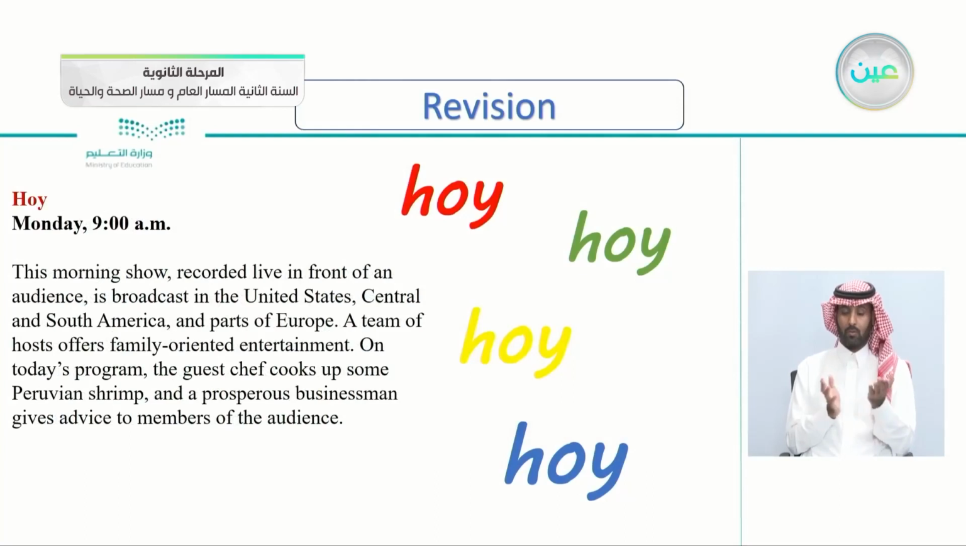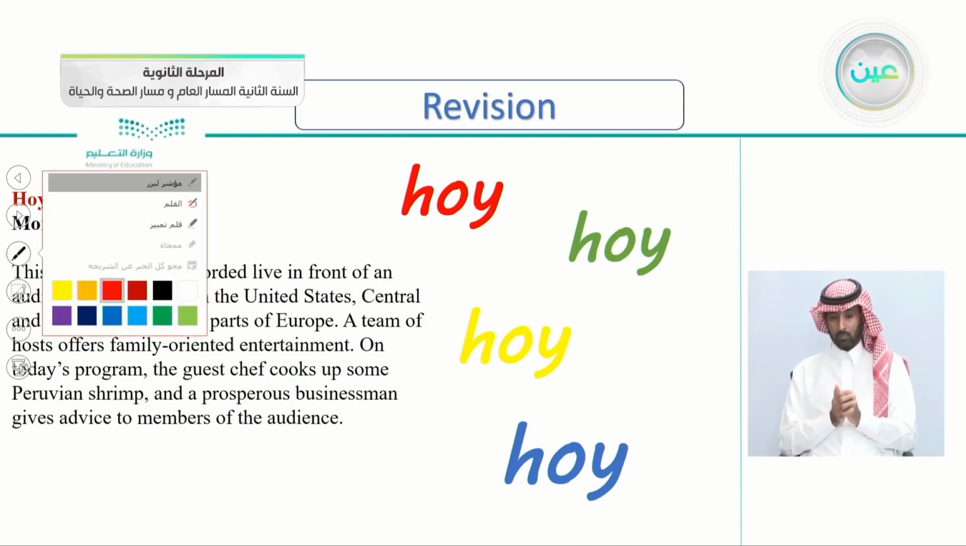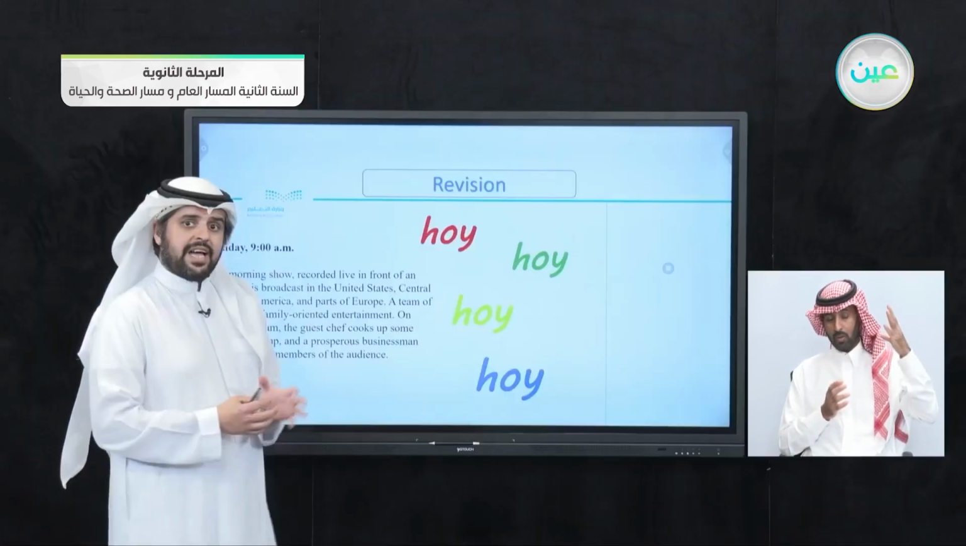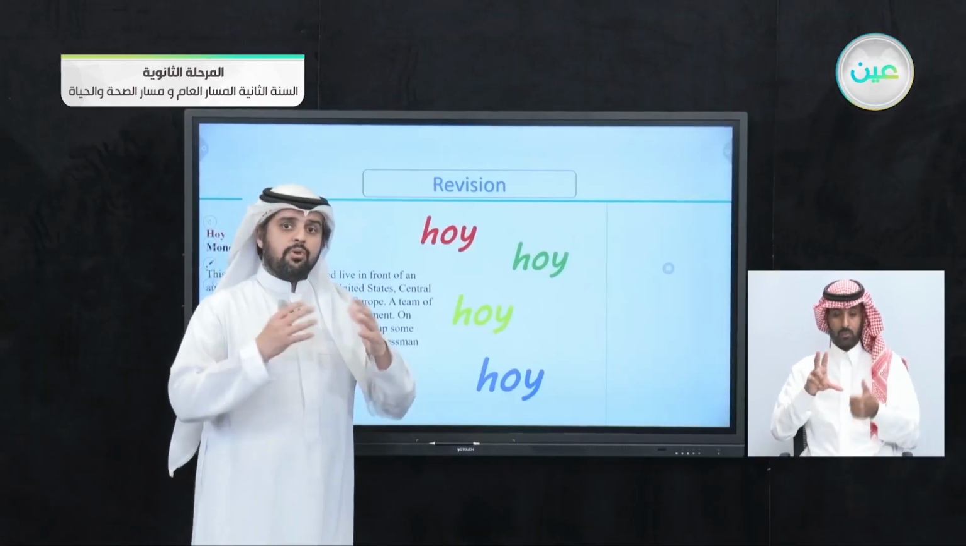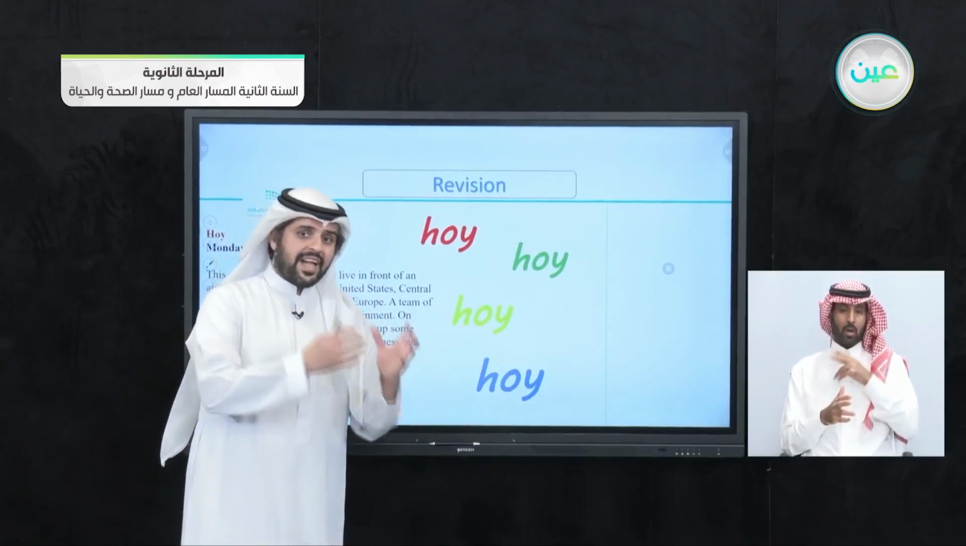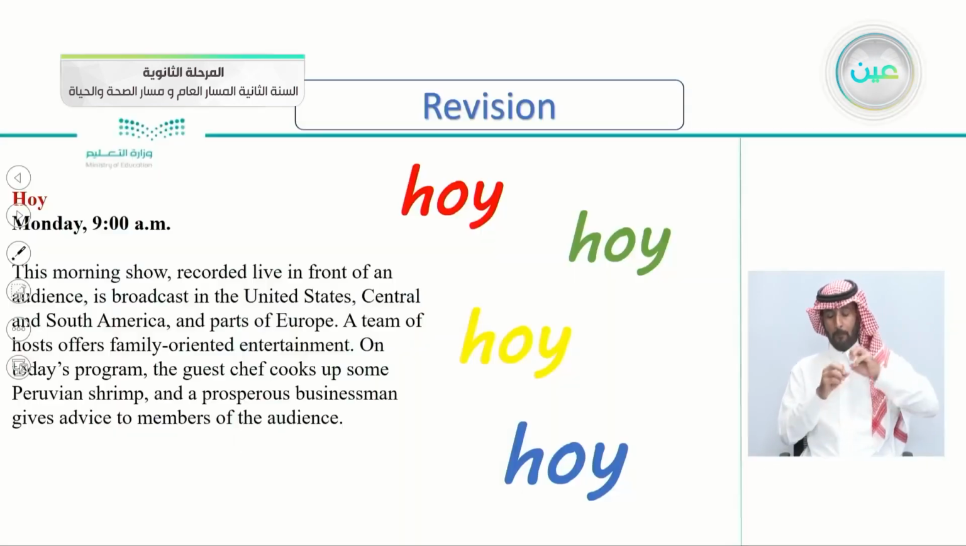The second program, named Hoy, if you remember, comes on Monday at 9 a.m. It says this morning show, so it's a morning show. The shows that come in the morning, they call them morning shows. Sometimes they name the programs after the time that they are aired or broadcasted. This morning show is recorded live in front of an audience.